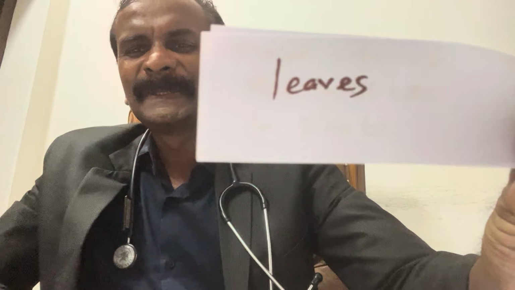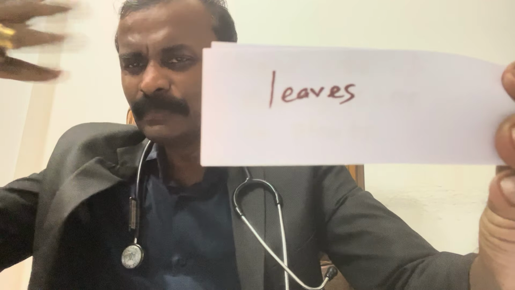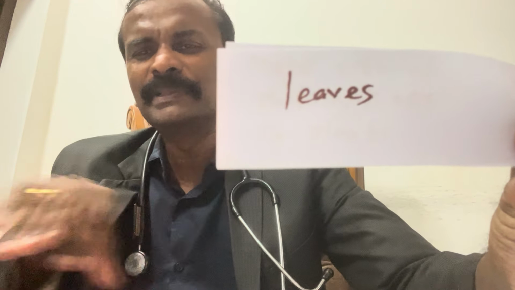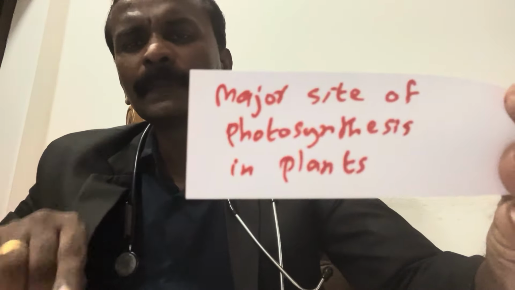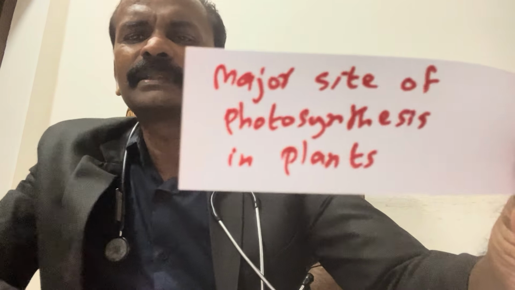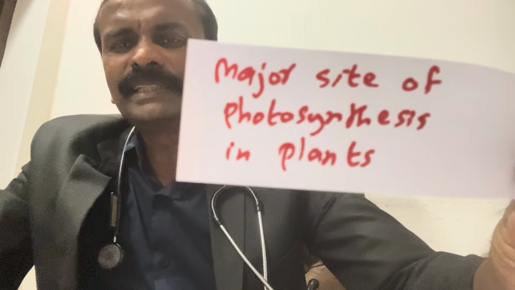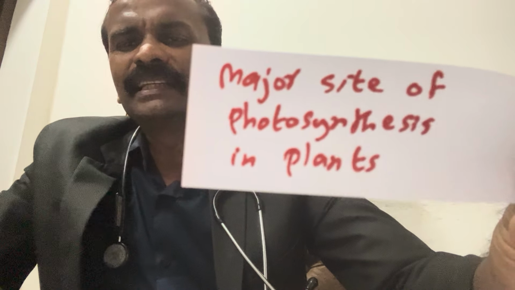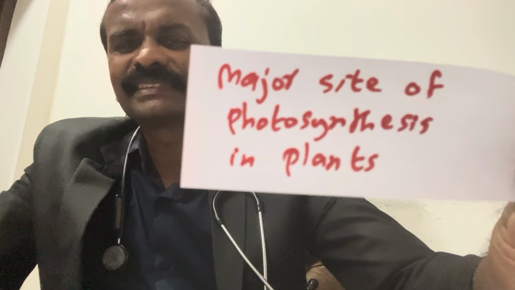So the choice will be leaves, L-E-A-V-E-S. So what will be the question? There are only some words, man. Mitochondria, cytoplasm, nucleus. Only few words are there. Only the question will be changing. Answer same only. In whole biology, these are the common words in the choice. So leaves will be somewhere in the choice. What is the question? Major site of photosynthesis in plants. Major site of photosynthesis in plants is leaves.